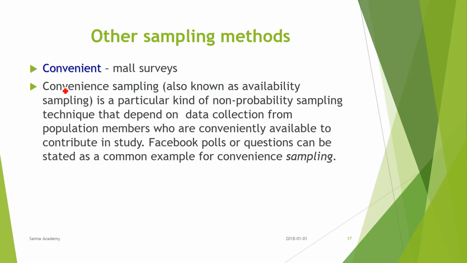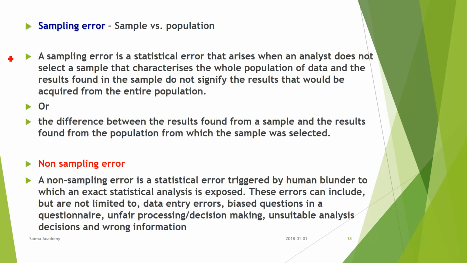Other sampling methods: convenience or mall survey. Convenience sampling, also known as availability sampling, is a particular kind of non-probability sampling technique that depends on data collection from population members who are conveniently available to contribute in a study. Facebook polls or questions can be stated as a common example of convenience sampling. You can go in the mall and take interviews or do a survey.